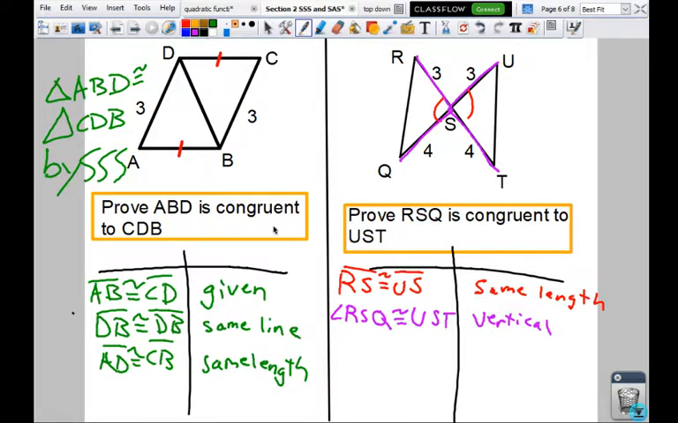And then my last one, what's my last set of sides? RQ and UT? Close. But do we have any numbers right here? No. So we have to pick another side. So QS, and then the other one is TS. So I have side QS congruent to side TS, and these are the same length.